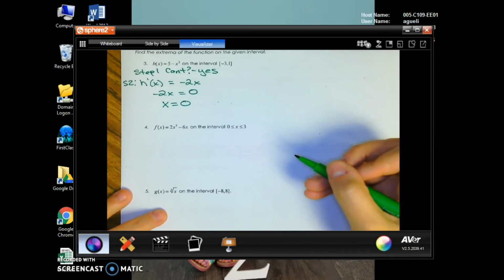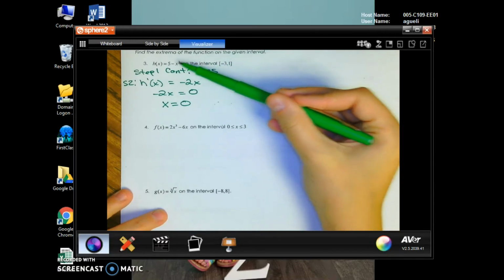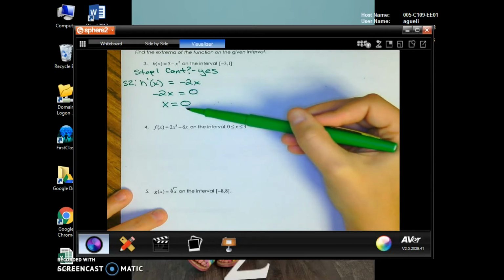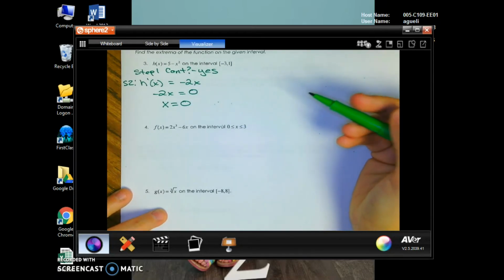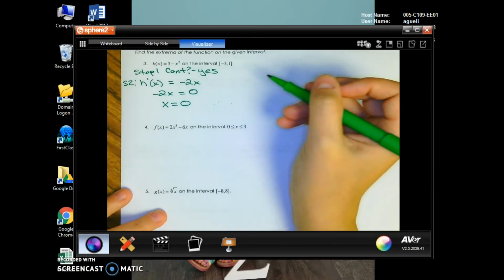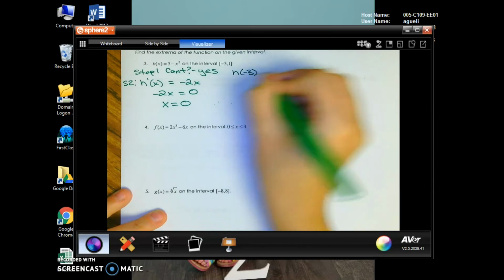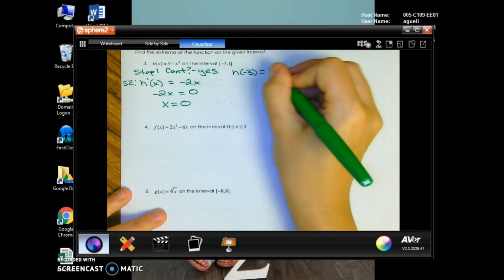Okay. Now what we need to do is go back to the original, and we plug in the endpoints and the critical value. So you need to plug in this 0 and negative 3 and 1 into the original. We had talked about using your calculator to make that quick. This one, the math isn't too bad, so I'll just kind of do it by hand. I would expect you to be able to do this without a calculator.